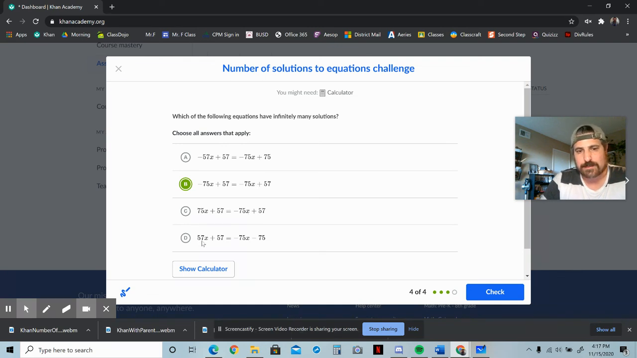This one here, you got 57x and then negative 75x. If you were to bring all the x's to one side, whether you bring them left or right, the variables aren't going to go away. So this is not going to be an infinite solution. So this is going to be one solution. So the answer is just B. B is the only one that's infinite. Remember, variable has to go away and left with a true statement.